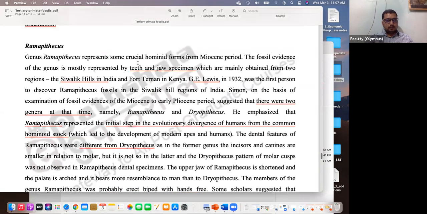Okay, Ramapithecus. So what is Ramapithecus? Ramapithecus was a hominid. It is described as a hominid, and this was found again in Shivalik hills of India. Fossils of Ramapithecus were found in Shivalik hills of India and Fort Ternan in Kenya. G. Lewis was the archaeologist who unearthed this in 1932 and discovered Ramapithecus in Shivalik hills of India.